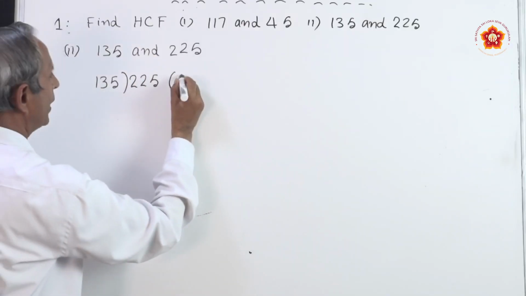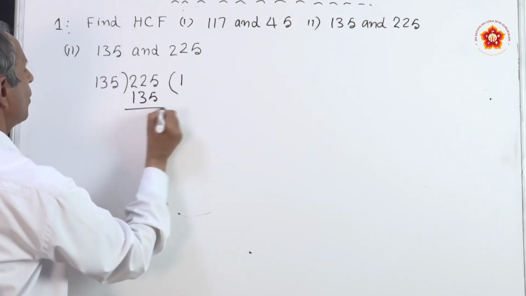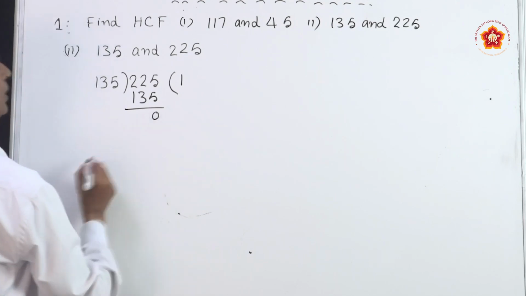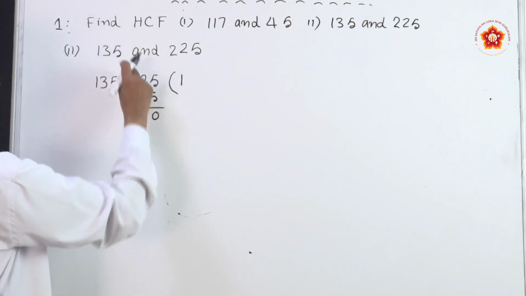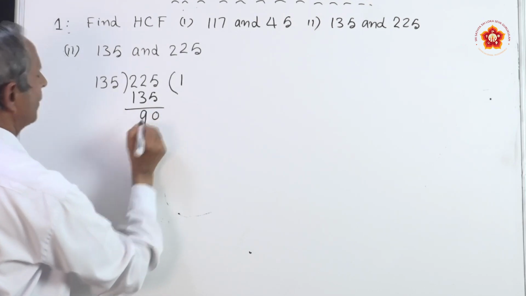225 goes only one time. Write 135 here. Subtract now. 5 minus 5, 0. And 2, carry 1. 12 minus 3, you will get 90.